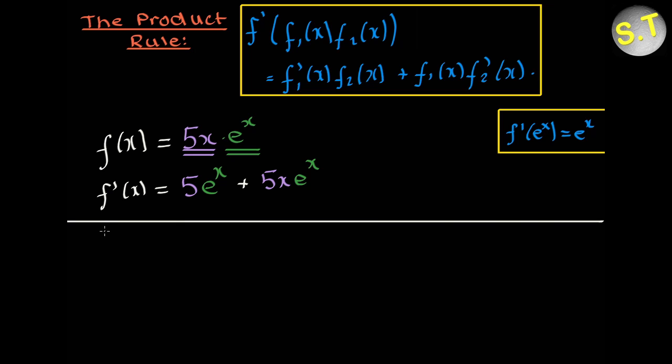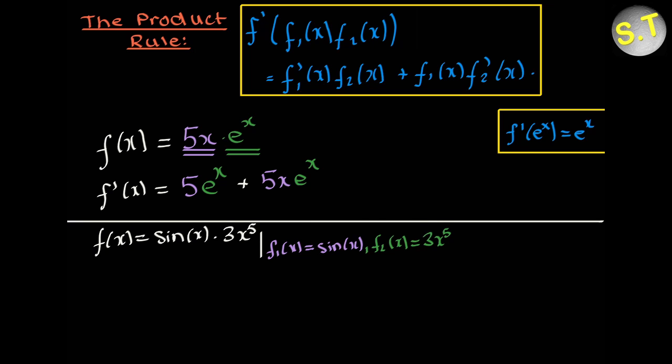If we have that f of x is equal to the sine of x times by 3x to the fifth power. So in this example, we are setting f1 of x to be equal to the sine of x, and f2 of x to be equal to 3x to the fifth power.